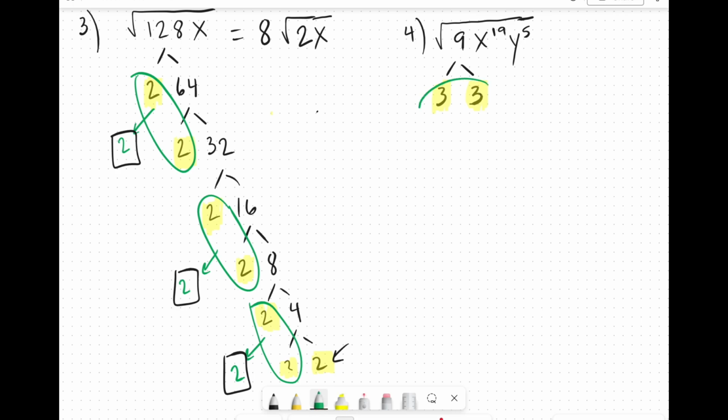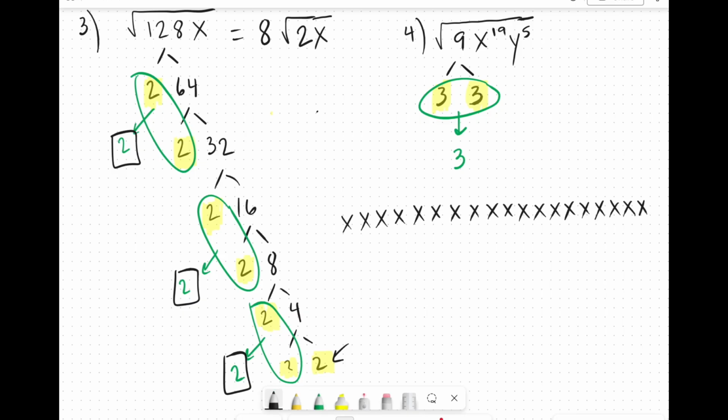So inside of the 9, you have one pair of 3's, which means that 3 will go outside. And since there are no numbers that did not get a pair, there will be no numbers left under the root from the 9. Now let's deal with x to the power of 19. X to the power of 19 means x multiplied by itself 19 times. So I'm going to go ahead and write out 19 x's. Here you have 19 x's for the breakdown of x to the power of 19.